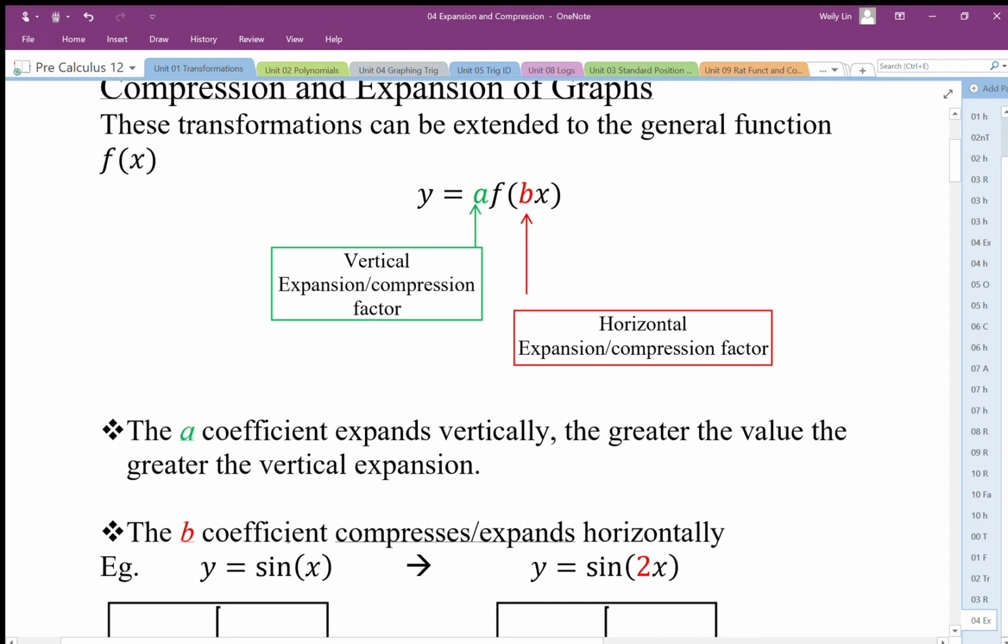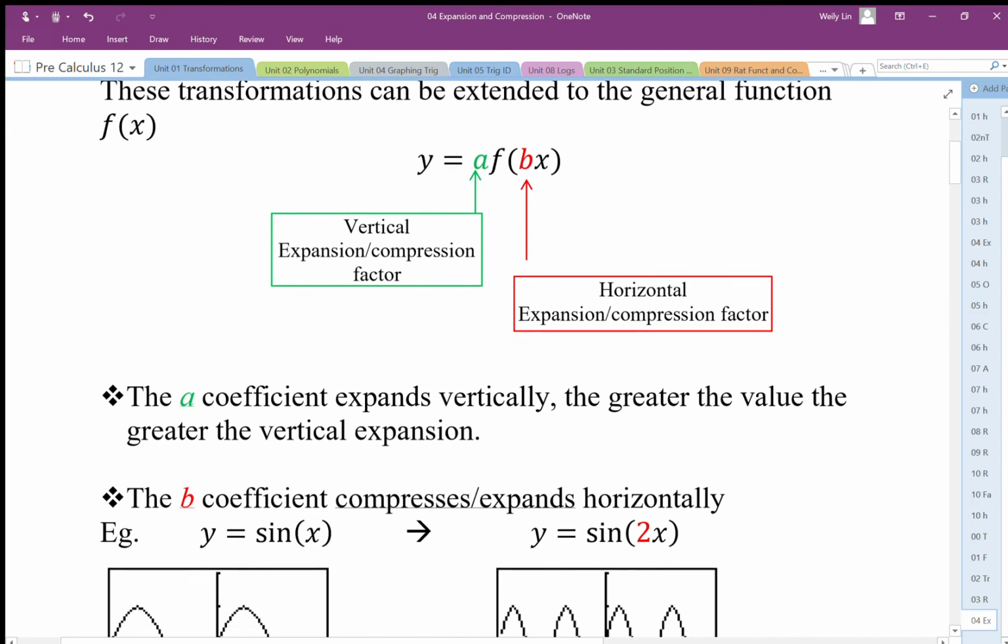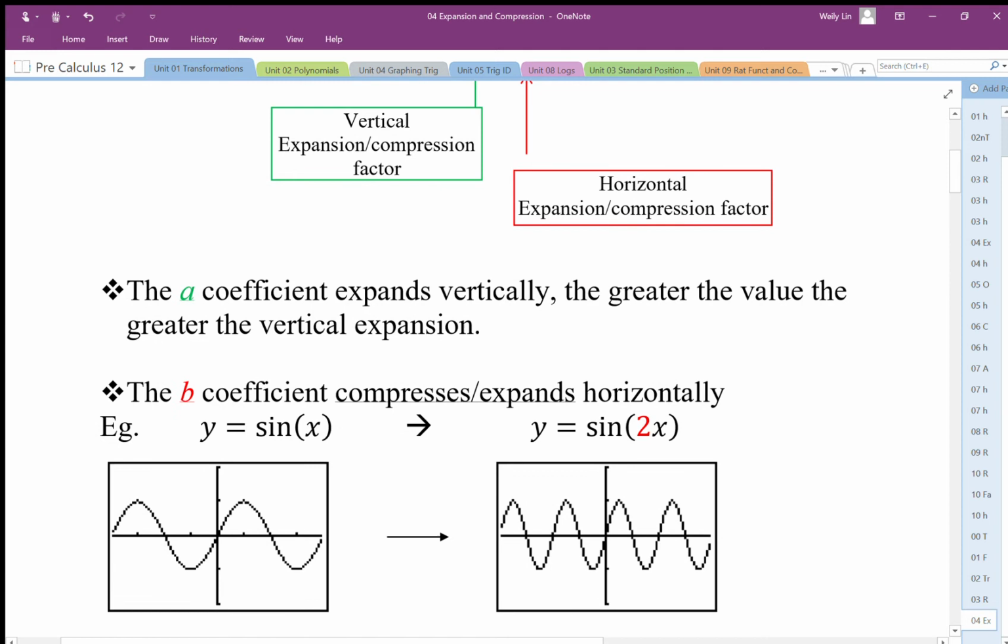The B coefficient, on the other hand, compresses and expands horizontally, but it happens in the reverse. So the bigger the B value is, the more it compresses. The smaller the B is, the more it expands. Okay, so if it's bigger than 1, it will compress. If it's smaller than 1 or divide, it will expand. It does the opposite. Okay, and we know that all the x's happen in the opposite.